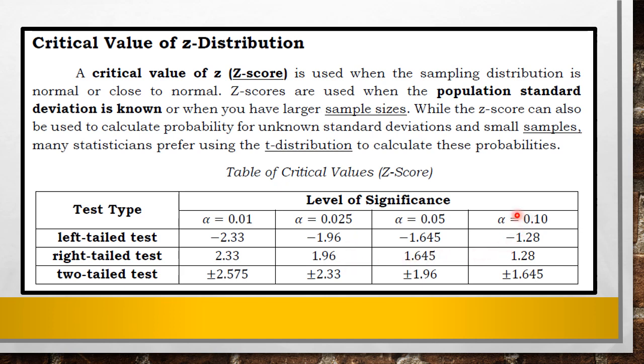So, dapat, para ma-identify ang critical value under the Z distribution, alam mo kung ano ang type of test and alam mo din ang value ng level of significance. So, ito po yung gagamitin na table ng critical values for z-score.